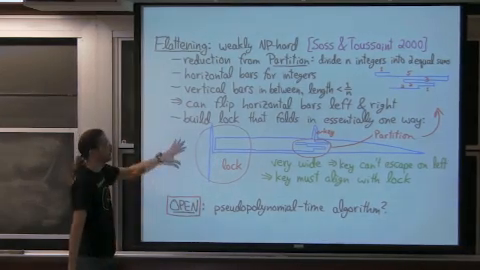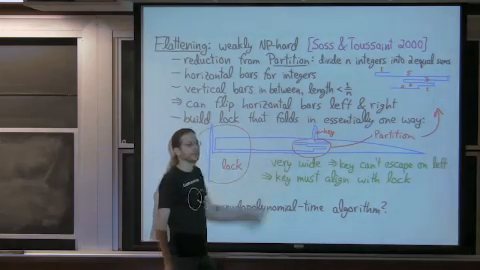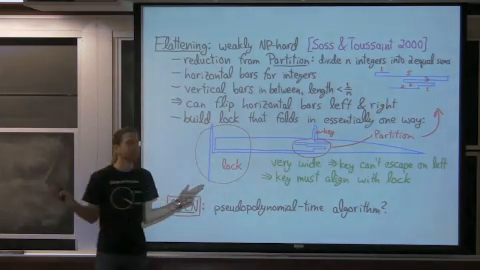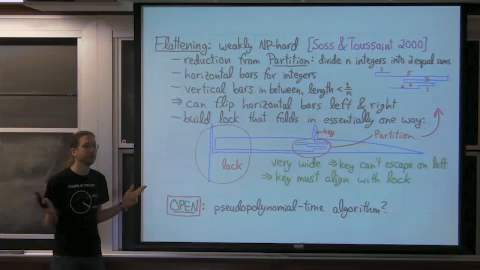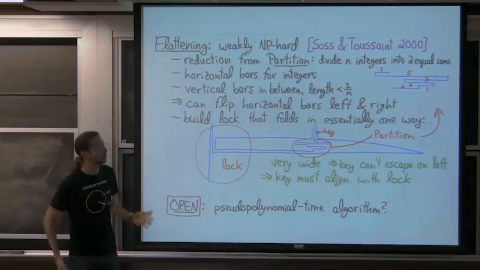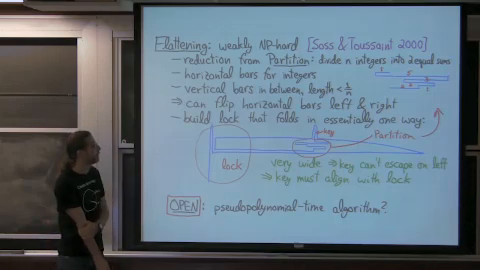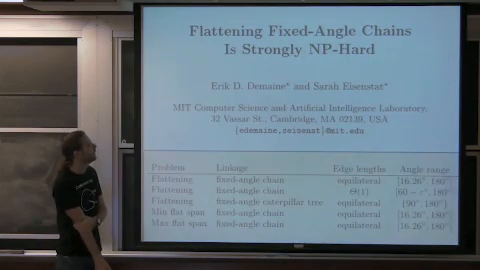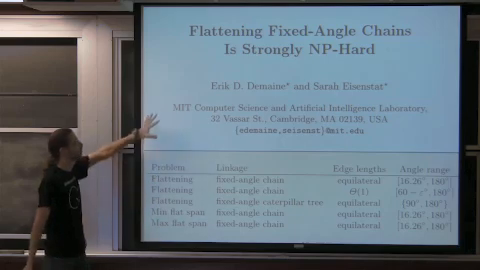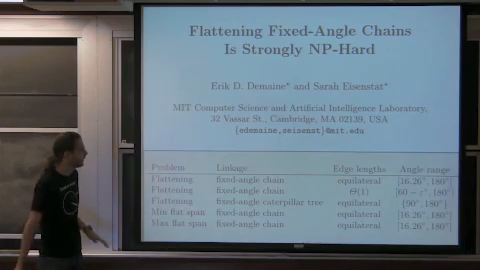So this means the problem is hard if your edge lengths are vastly different. They would have to differ by a ratio exponential in the number of edges for this to really be hard. So a natural question is, well, what if all the lengths are equal, equilateral chains? Turns out that is still hard. And this is a paper just published last year with Sarah Eisenstadt, who took the class then.